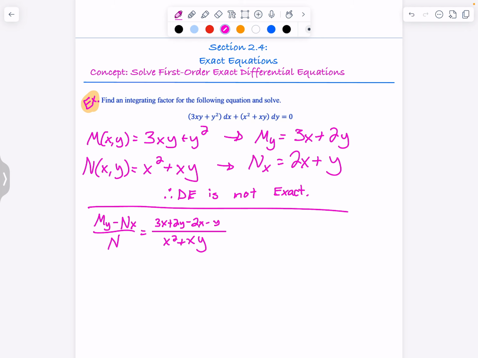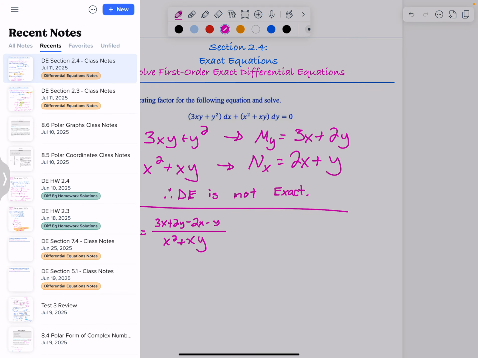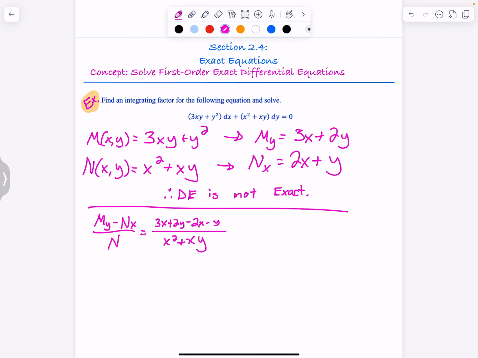Just to tell you a common mistake I see here, because I make it sometimes: I would sometimes put this function here. Just be careful that what's on the bottom is actually the true N, not N of x. All right, so notice on top, let's combine like terms.